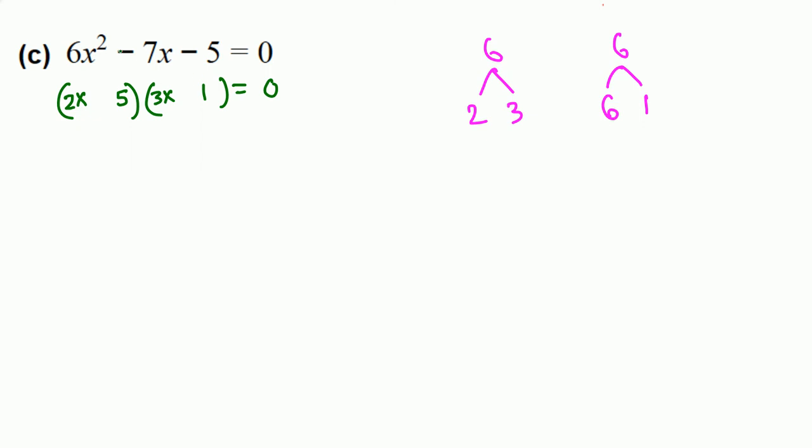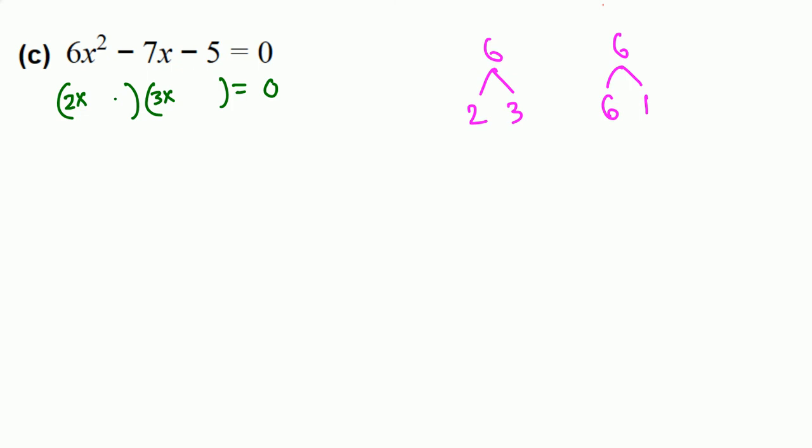To get negative, I want to put negative here and positive here. Negative 5 times 1 is negative 5. We need to multiply the middle terms, so this to this and this to this. That's how we get the middle term. 2x times 1 is positive 2x, 5 times 3x is negative 15x. Negative 15 plus 2 is negative 13x. We don't have that, so this is not good. So 5 and 1 is not going to work.